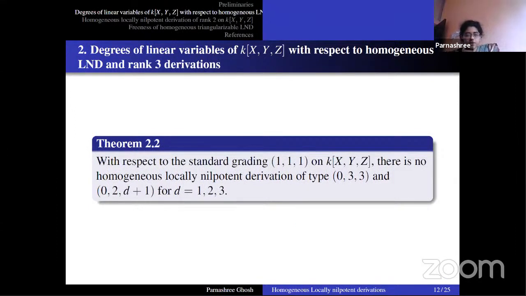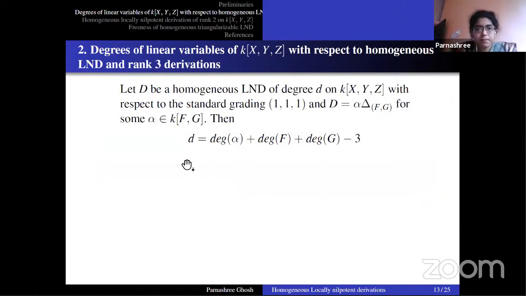Now we observe this result: with respect to the standard grading (1,1,1) on K[x,y,z], there is no homogeneous locally nilpotent derivation of type 0,3,3 and 0,2,d+1, where d is 1, 2 or 3. Now we see the following steps. Let D be a homogeneous LND of degree d on K[x,y,z], and D has this structure. Then the degree small d of capital D satisfies this equality: d is the degree of alpha plus the degree of f plus the degree of g minus 3.